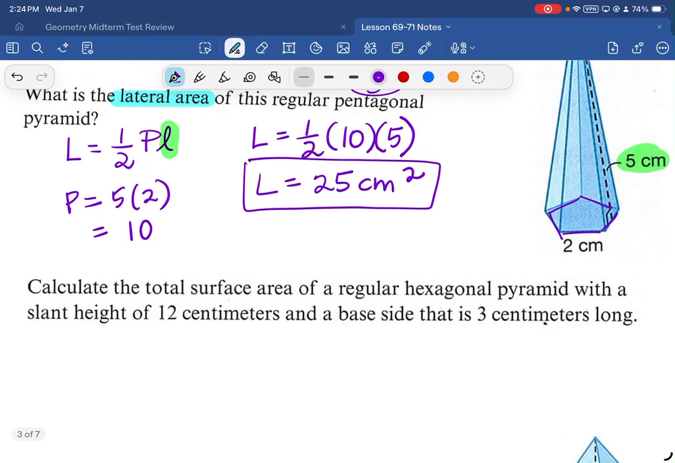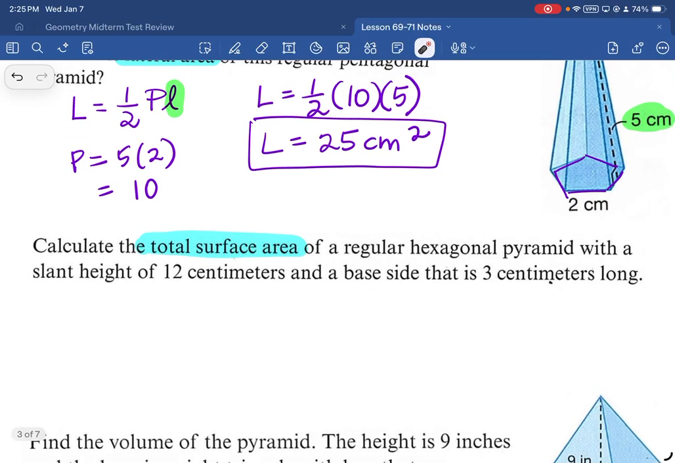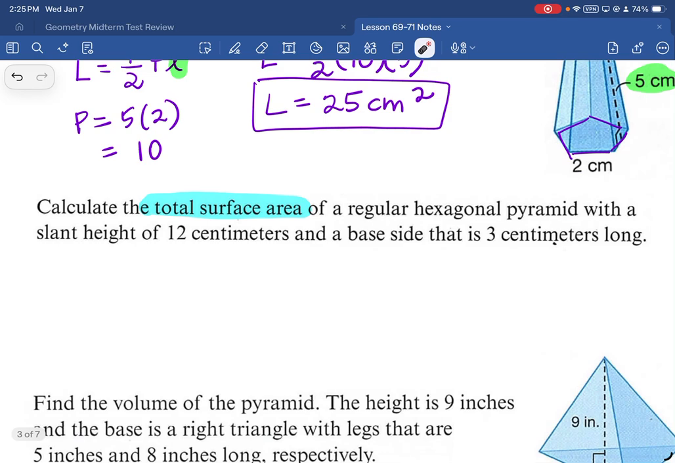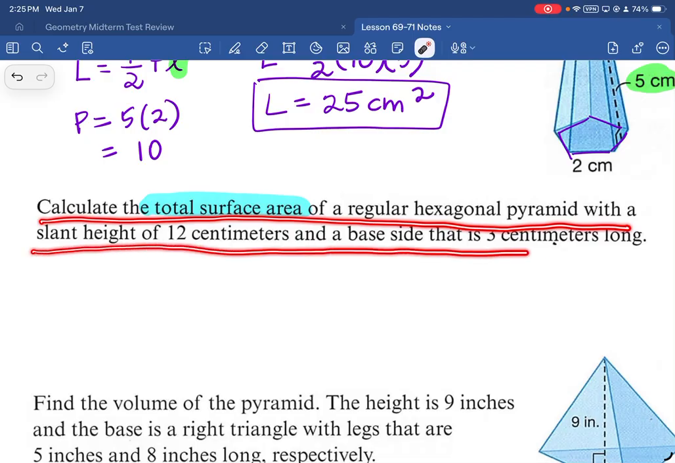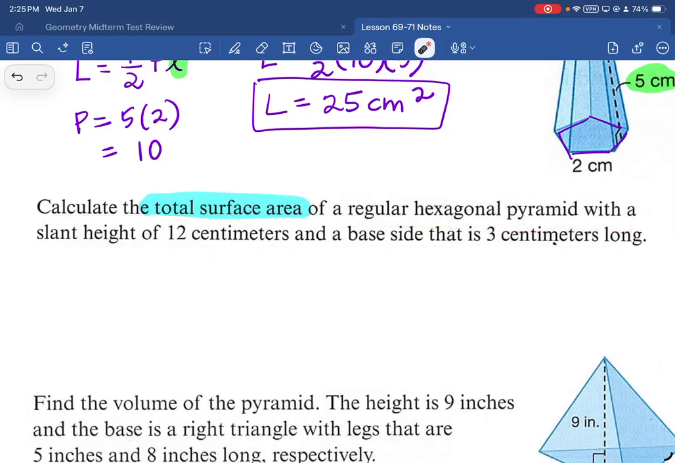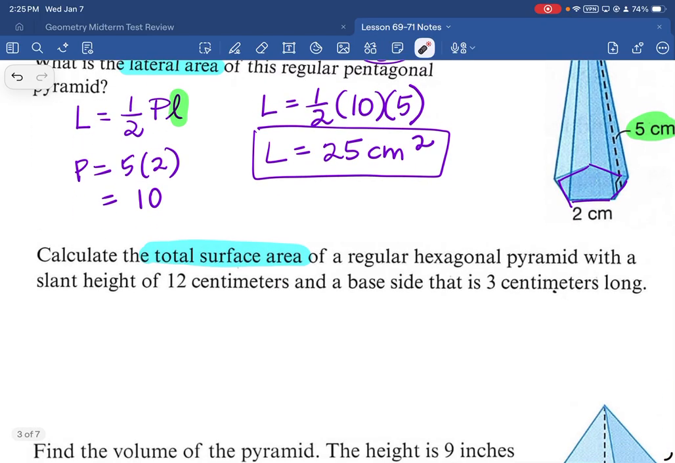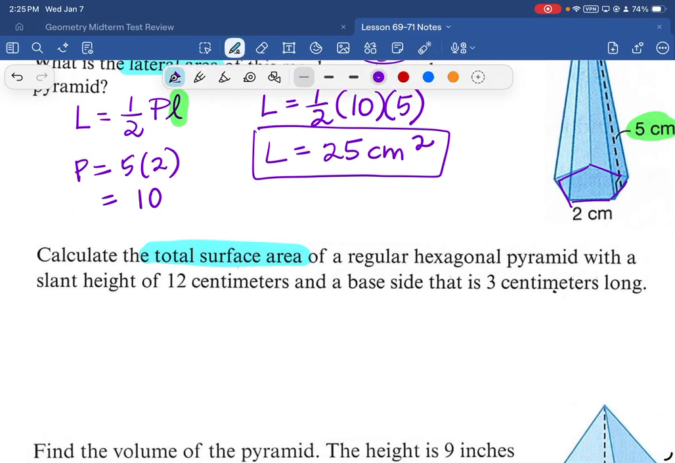That was lateral area. Now we're moving on to surface area for this next question. Logan, will you read it for me? Calculate the total surface area of a regular hexagonal pyramid with a slant height of 12 centimeters and a base side that is 3 centimeters long. All right. What does hexagonal mean? Notice they did not draw me a diagram. 6 sides. Very good. Hexagonal means 6. We need to know that.